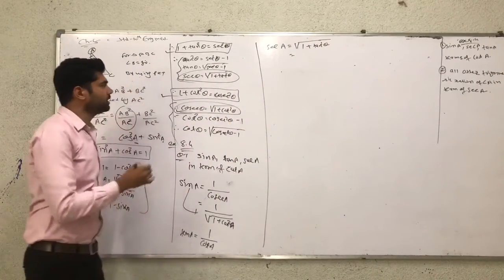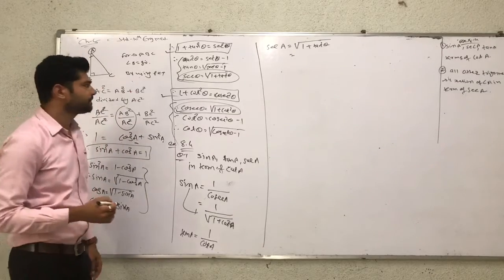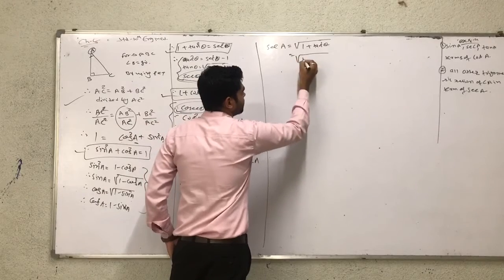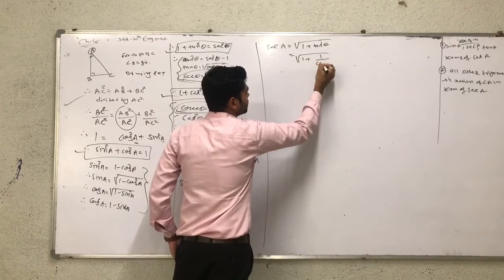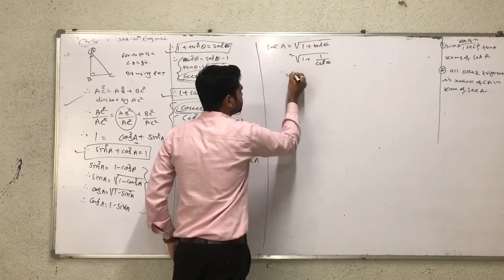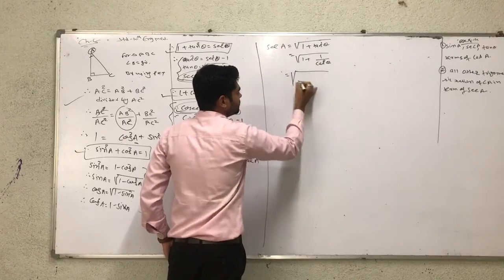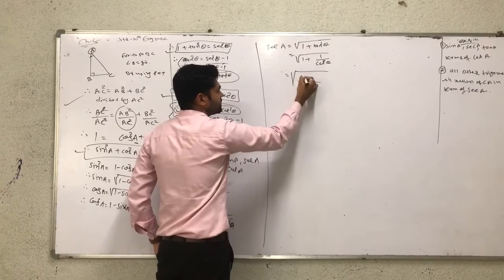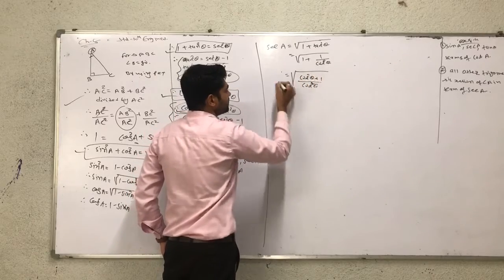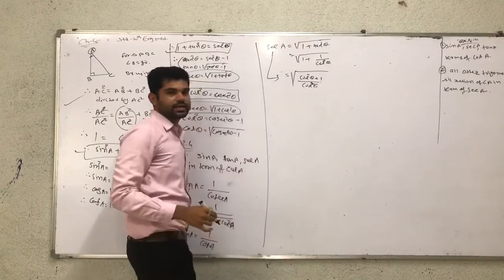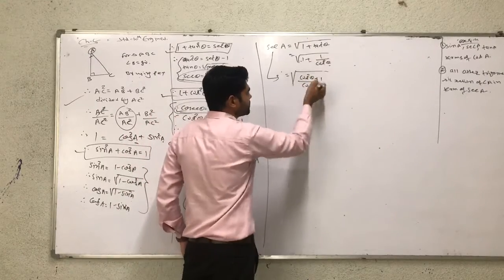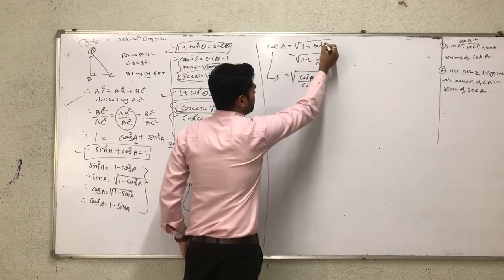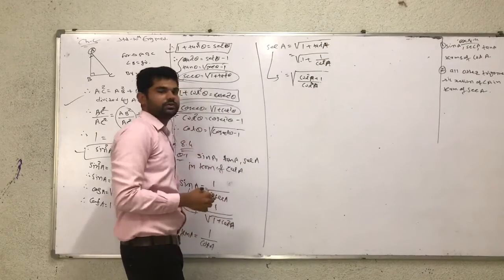Sec theta is equal to under root 1 plus tan square theta. Now in place of tan we can take 1 upon cot, so 1 upon cot square theta. Now the LCM of both terms is cot square theta. So the answer is cot square theta plus 1 is equal to sec A. So we can take the value of A.